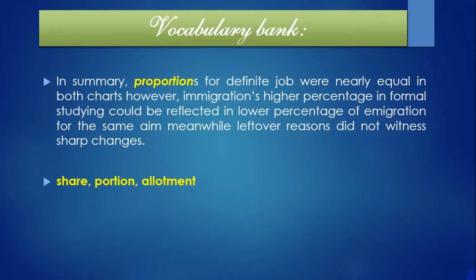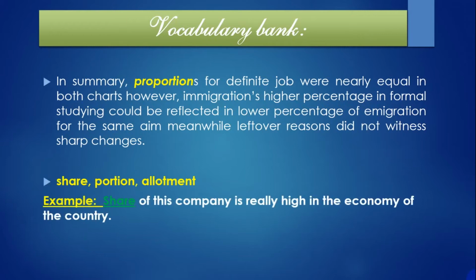And as usual, I have some synonyms for proportion. They are share, portion, and allotment. Now I can give you 2 examples to explain the meaning of those words. First one is for share. Share of this company is really high in the economy of the country. So I can say that proportion of this company is really high in the economy of the country.